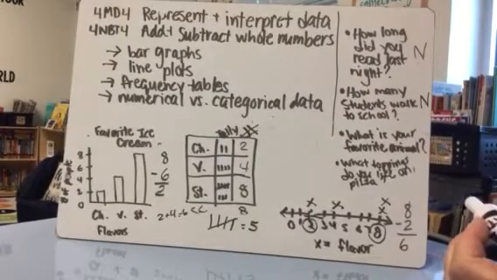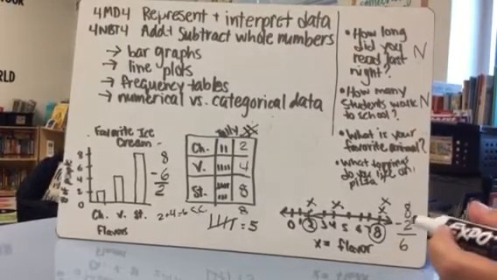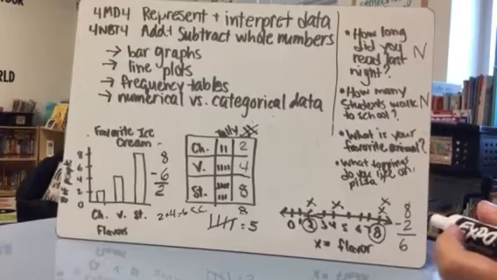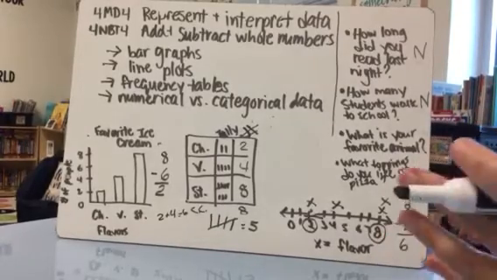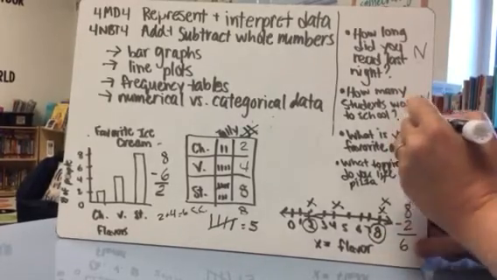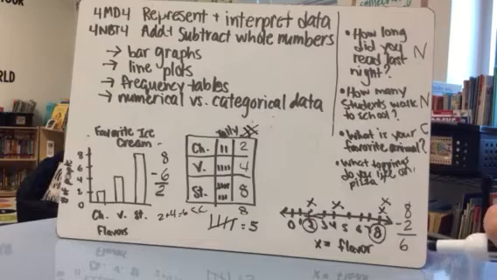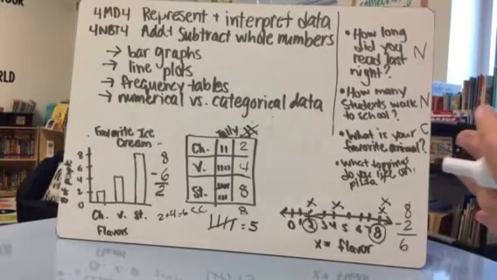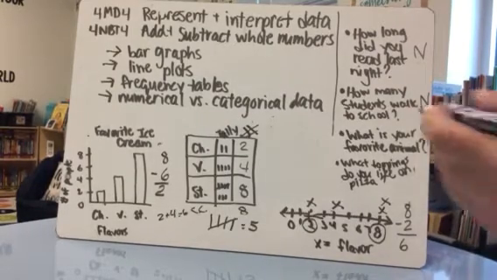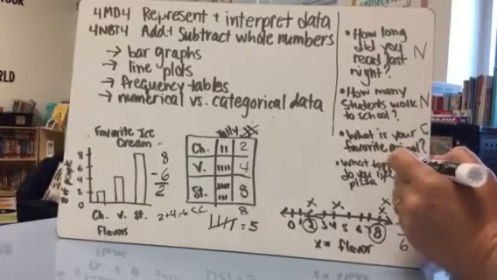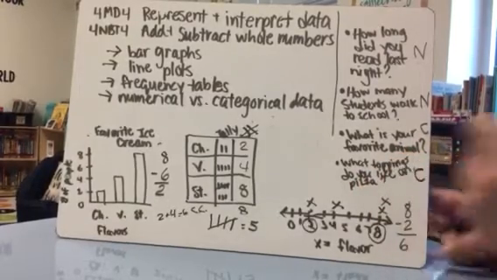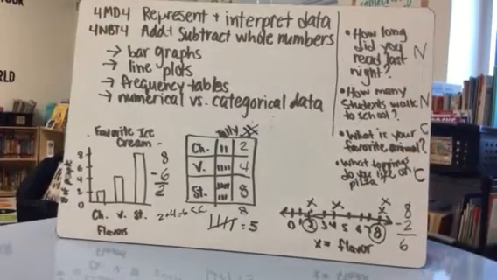What is your favorite animal? Well, if I answer that question, I'm going to be answering with a type of animal, a giraffe, a lion, an elephant. That means that's a categorical question. And what toppings do you like on pizza? I would not answer with a number there. I would say pepperoni, cheese, ham. So that would be categorical data.